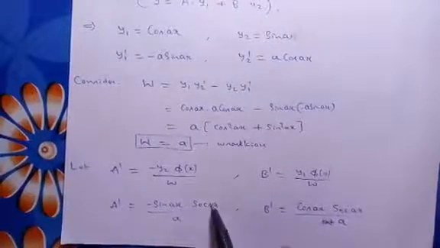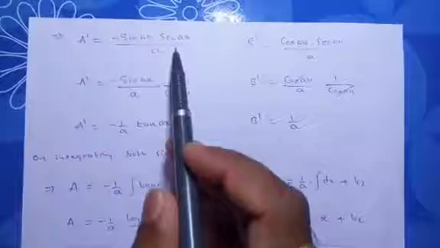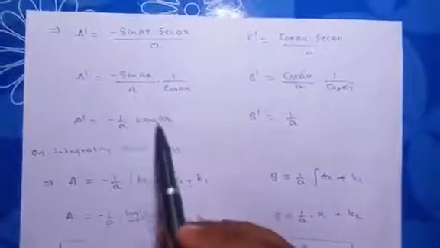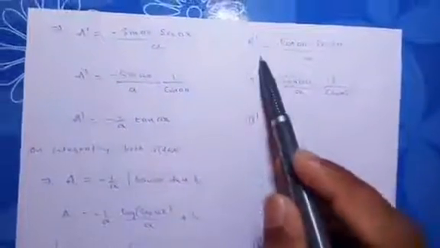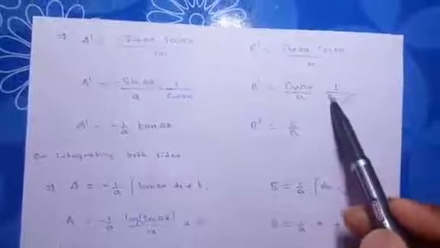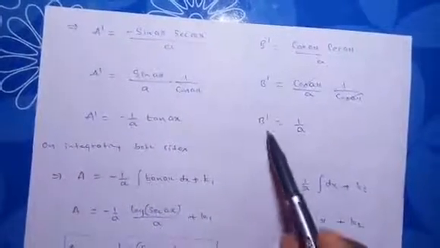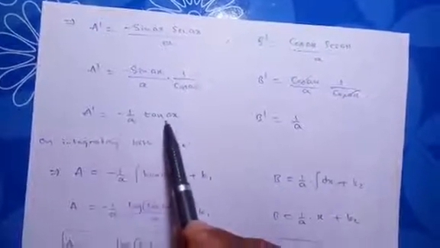Substitute the terms. Here we have secant ax. In a dash we have secant ax in the numerator. It can be written as 1 by cos ax, and sin ax by cos ax becomes tan ax. And similarly in b dash, secant ax can be written as 1 by cos ax. Cos ax will get cancelled. B dash becomes 1 by a. And here a dash is minus 1 by a tan ax.